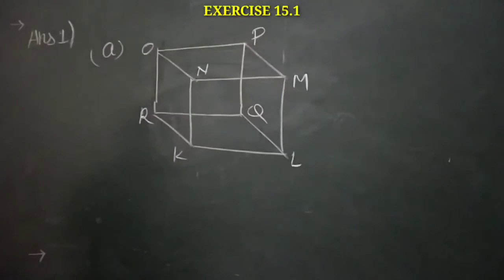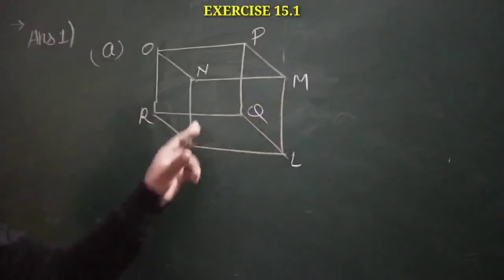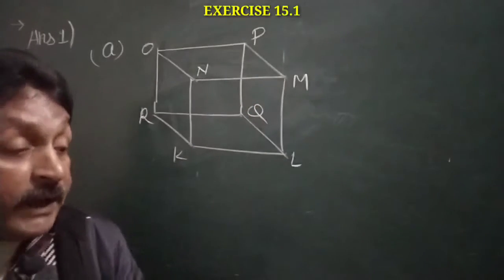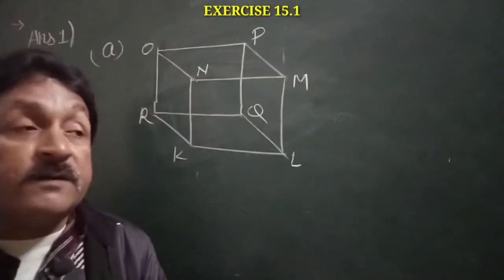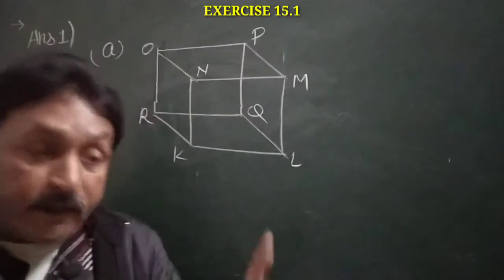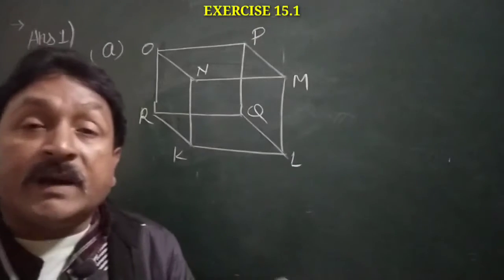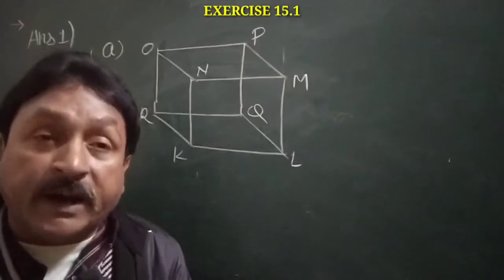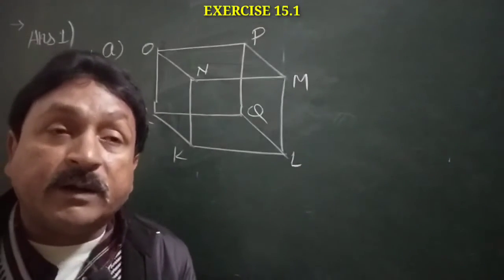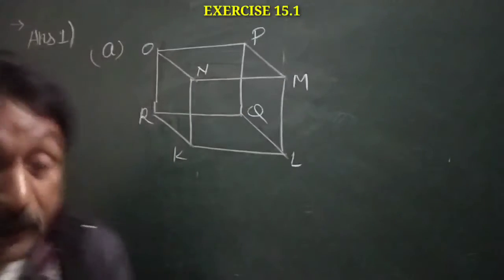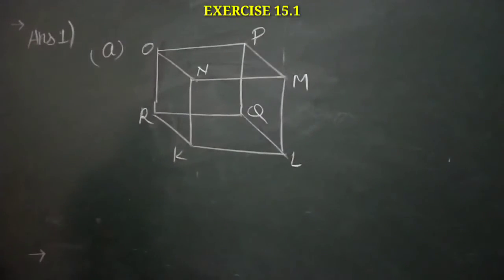vertices. One more thing, if I see a cube, then it has faces in the form of a square, and if I see a cuboid, then it has faces of a rectangle. First thing. Second thing, length, breadth and height of a cube are the same, whereas in the case of a cuboid, length, breadth and height are not equal to each other. Okay, so I will just do part A and part B you will do by yourself.